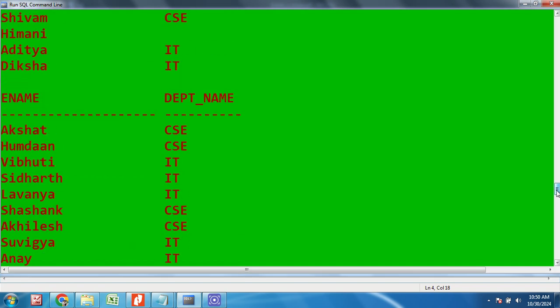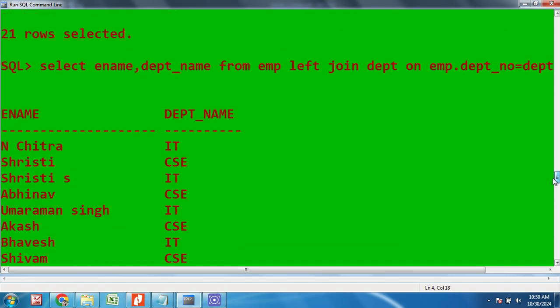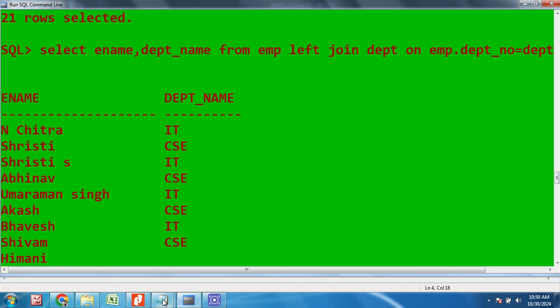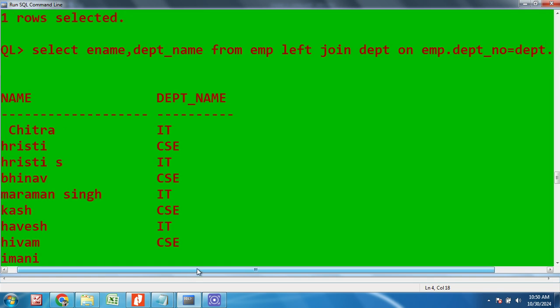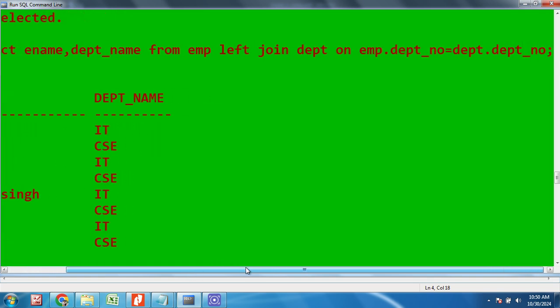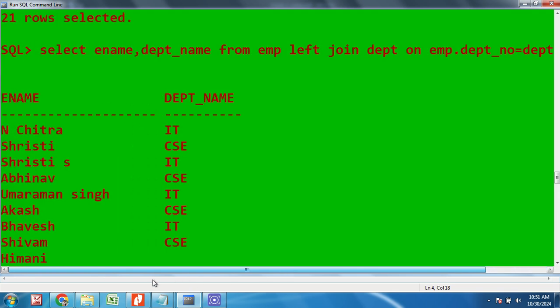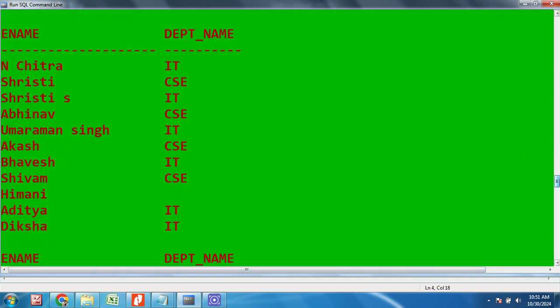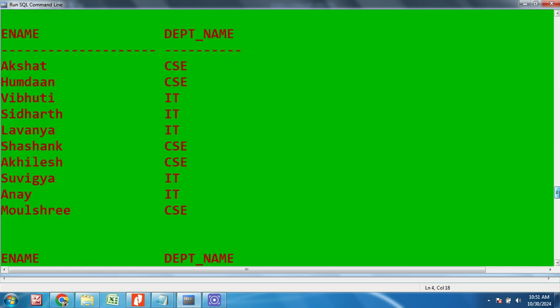So this is the output of select ename, DEPT name from EMP left join DEPT on EMP underscore department number equals DEPT underscore department number. So this is the same as our left join we used earlier. Here we can see the value Himani also.